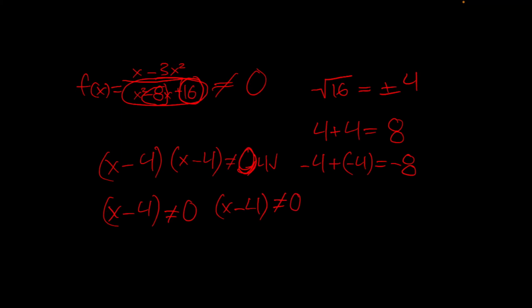So now, if we try to get x alone, we can add 4 to both sides. So that means x cannot equal 4, which means that if we were to write this in the domain in interval notation, we'd write negative infinity to 4 union 4 to infinity, and this right here is our domain.